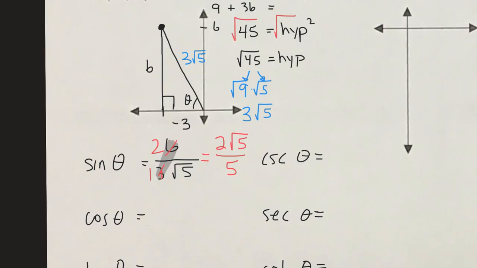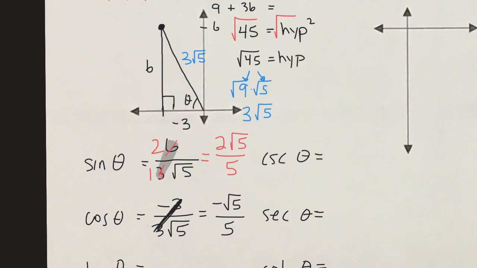Okay, cosine is adjacent side, negative 3 over 3 root 5. Okay, what can we reduce here? 3 divided by 3 is 1, right? So this is going to be negative root 5 over 5. Because 3 divided by 3 is negative 1. So we have a negative 1 on top and just root 5 on the bottom.